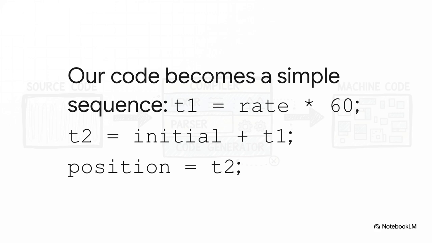Step 1, multiply rate by 60 and call that result T1. Step 2, add initial to T1 and call that T2. And finally, step 3, make position equal to T2. It's simple, it's clear, there's no ambiguity.